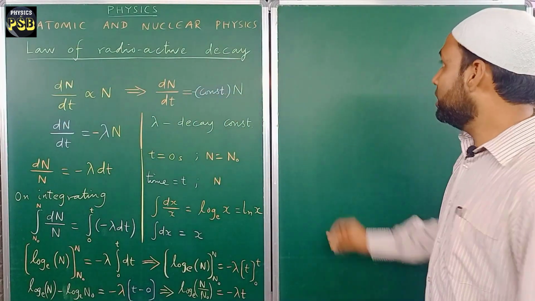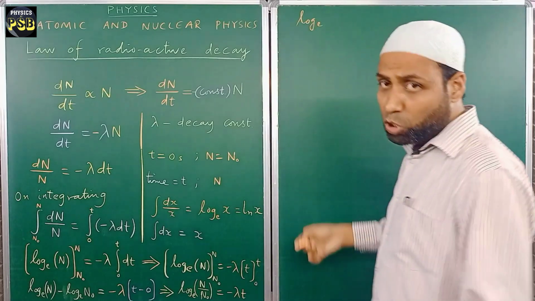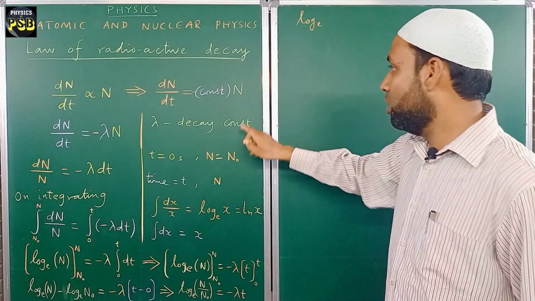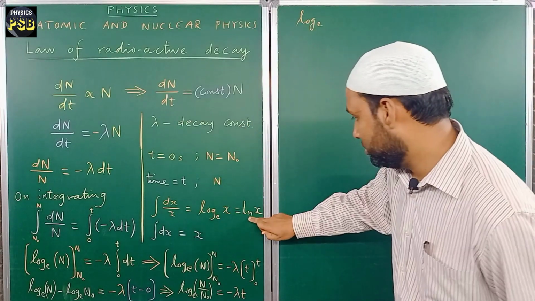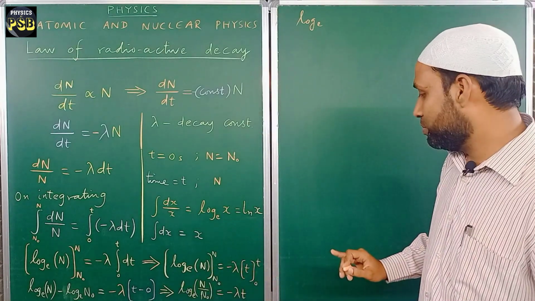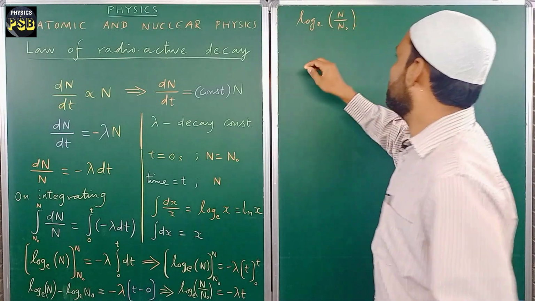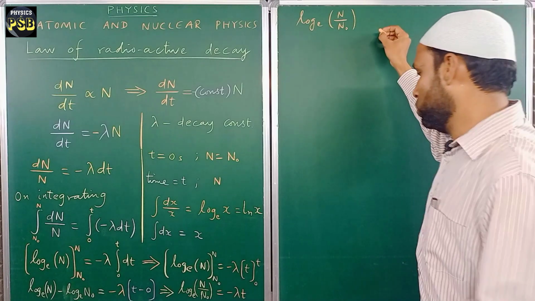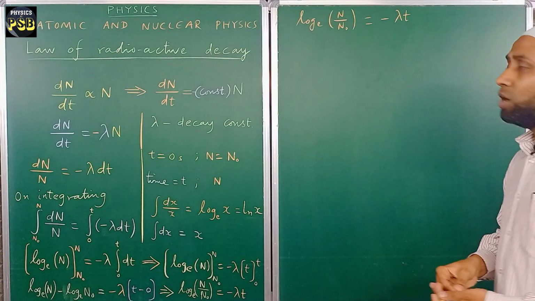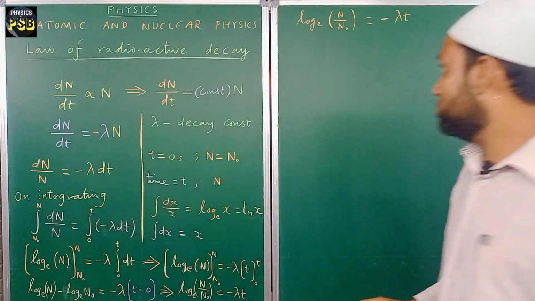Here I told you earlier, natural log can be represented in another way as log. I wrote that one somewhere here. Okay, by following this one, this can be represented. Okay, let me leave it as such. So natural log of n upon n naught equals minus lambda t. Okay. Now I take the exponential of this equation. Now take the exponential.